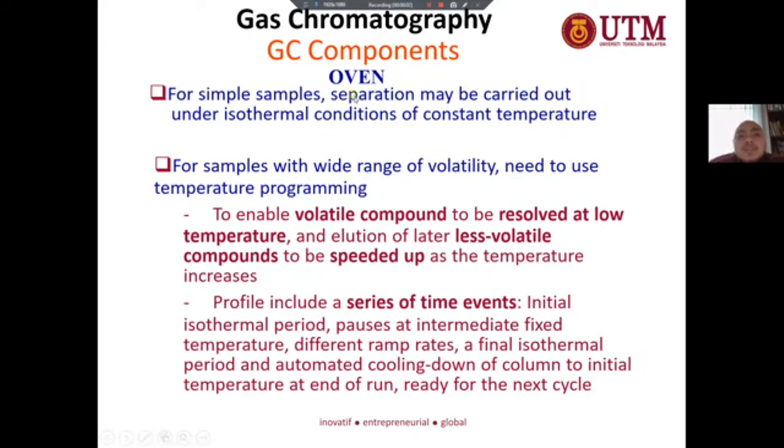For simple samples, separation may be carried out under isothermal conditions. Of course, the temperature, I already described. For samples with a wide range of volatility, use temperature programming to enable volatile compounds to be resolved at low temperature and elution of later, less volatile compounds to be speeded up as the temperature increases. The profile includes a series of steps: initial isothermal period, pause at intermediate fixed temperature, different ramp rates, final isothermal periods, and automated cooling down of the column to initial temperature at the end of the run, ready for the next cycle.